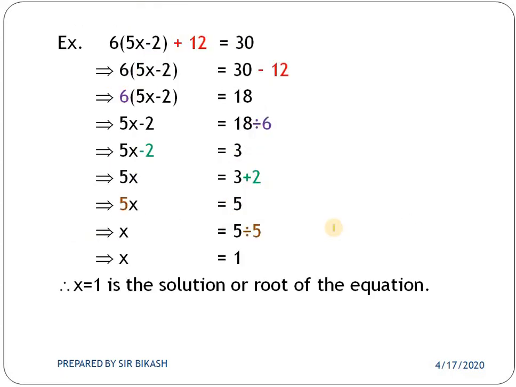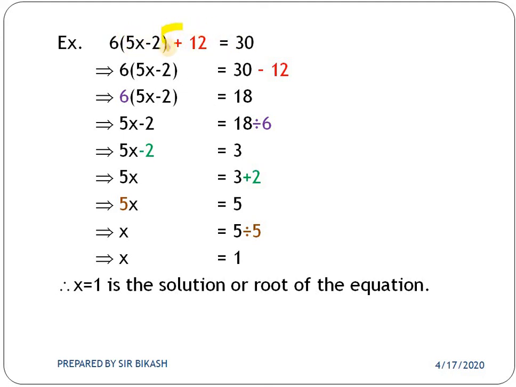Similarly, one more complicated equation is here. So let us try to understand, and it is probably the last example, and try to understand all the steps. Okay. One more thing, we will solve using this method only, since sometimes the method can be reduced, the steps can be reduced. Okay. 6 multiplied by 5x minus 2 plus 12 equal to 30.